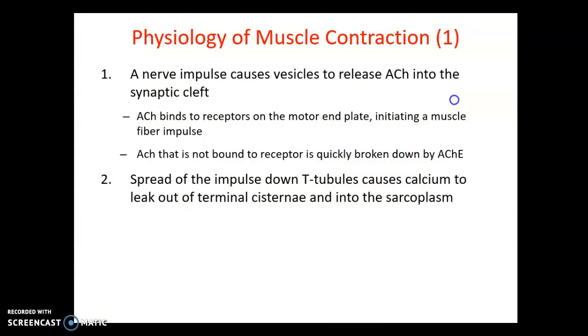So, physiology of the muscle contraction. You just need to know these steps. You don't really need to understand them quite yet. But if you would like to know more about them, you can feel free to ask me anytime.